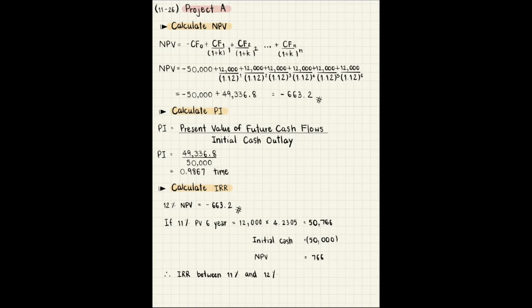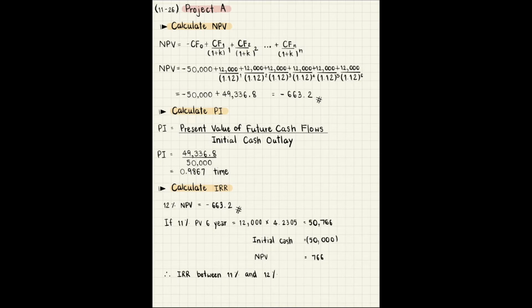Let's move to calculate the internal rate of return. 12% of NPV is minus 663.2. So we have to estimate because we have to find what percentage can make NPV equal 0 by decreasing the percentage but still close to 12%. If 11%, 12,000 multiplied by 4.2305 is equal to 50,766, and minus the initial cash outlay of 50,000 is equal to 766. So the internal rate of return is between 11% and 12%.